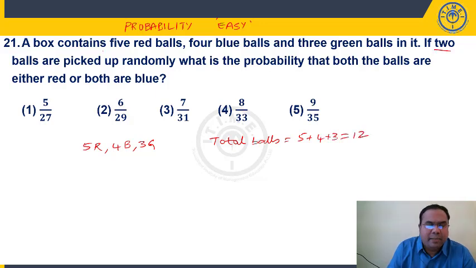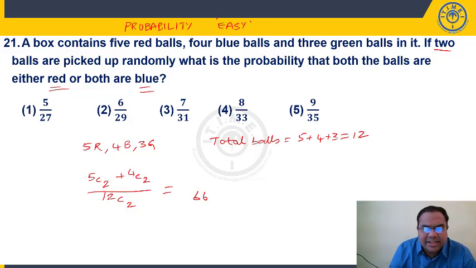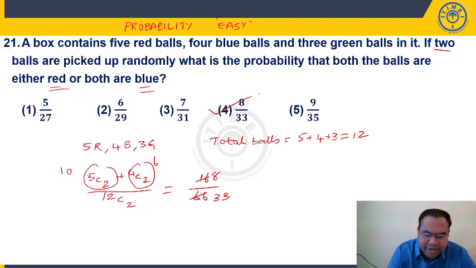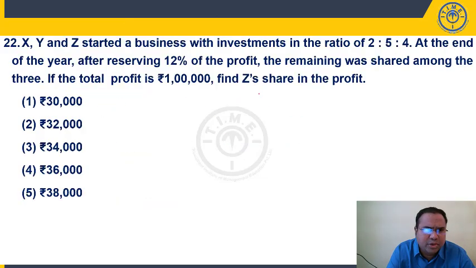If two balls are picked up at random, what is the probability that both the balls are either red or blue? Picking up two balls, total outcomes are 12C2. They should be either both red, 5C2, or both blue, 4C2. 12C2 is 66, 5C2 is 10, 4C2 is 6. So 16 by 66, or 8 upon 33, present in choice 4. It's an easy question, students.